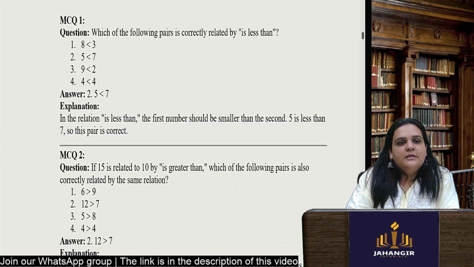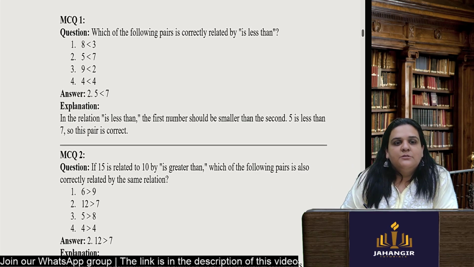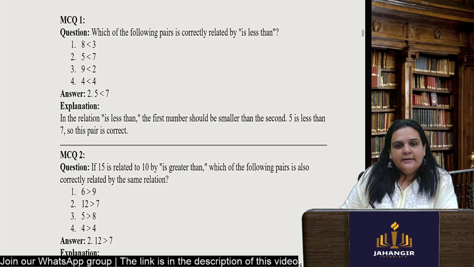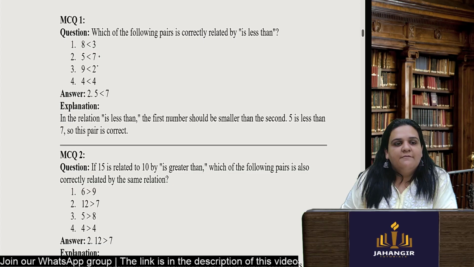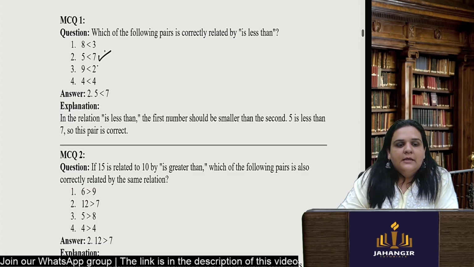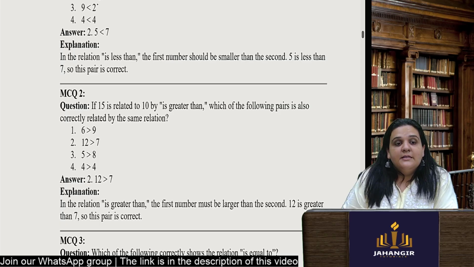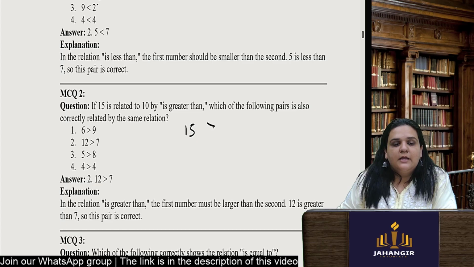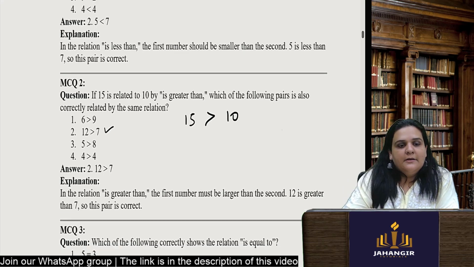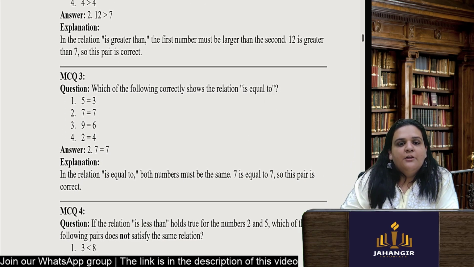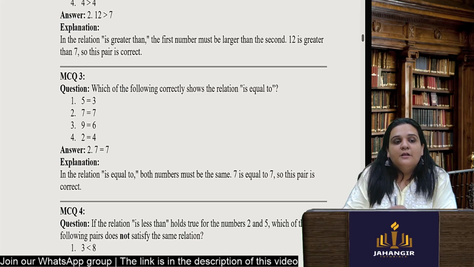Then MCQs here for the first type, relationships. Which of the following pairs is correctly related as less than? Less than is only one pair: 5 is less than 7. If 15 is related to 10 by the greater than sign, then which has the same relationship? Greater than sign: 12 is greater than 8. Same relationship. Which of the following is correctly shown as a relationship of equal to: 7 and 7?